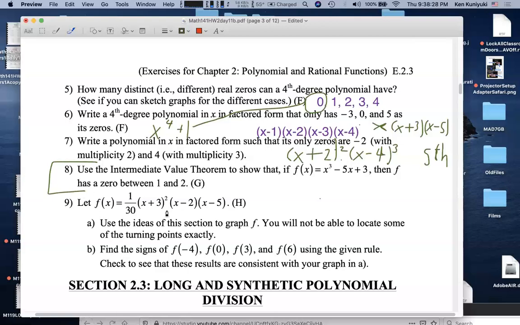All right. Use the intermediate value theorem to show that if f of x is this, then f has a 0 between 1 and 2. Here's the idea. Here's x equals 1. Here's x equals 2. If I can show that f of 1 is positive and f of 2 is negative, or vice versa, right? What kind of point has to appear somewhere in the middle? An x-intercept, which corresponds to a real 0. So here's what you have to do.